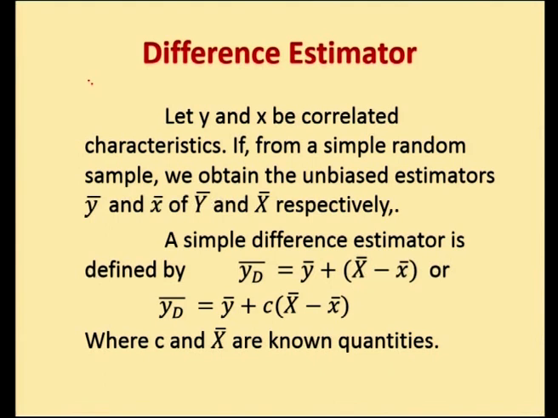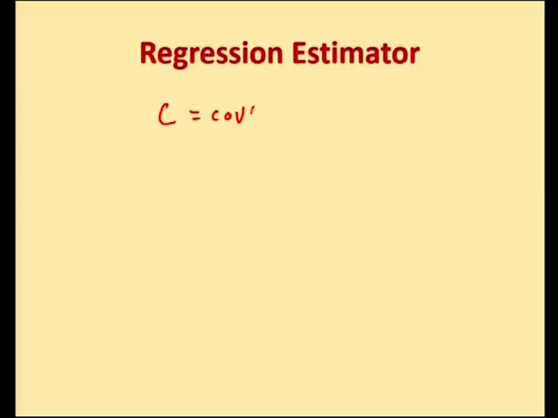If from a simple random sample we obtain the unbiased estimators y bar and x bar of capital Y bar and capital X bar respectively, then the simple difference estimator is defined by yd bar is equal to y bar plus capital X bar minus small x bar, or a more general form of the difference estimator is given by yd bar is equal to y bar plus c into capital X bar minus small x bar, where c and capital X bar are known quantities. The variance of the difference estimator is minimum when c is equal to covariance of y bar and x bar divided by variance of x bar, which is actually the regression coefficient of y on x, and it is denoted by beta.